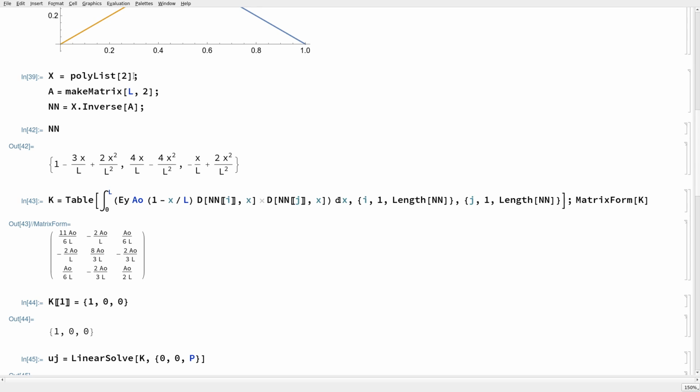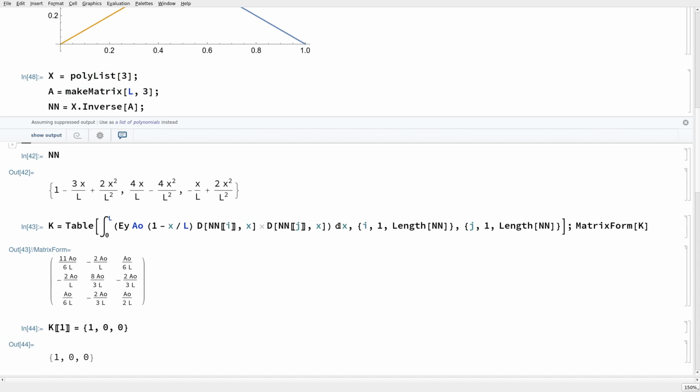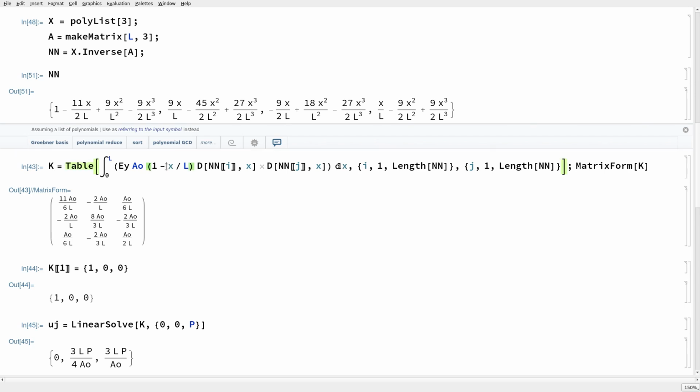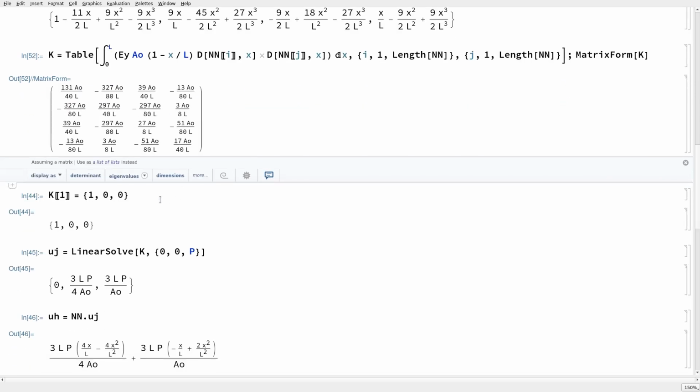And let's just do one with a cubic, just because it's all coded up. There's a stiffness matrix.